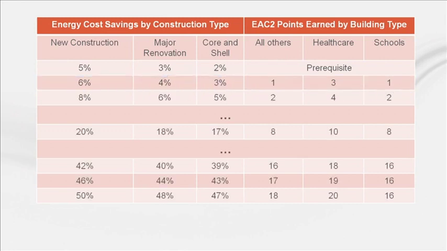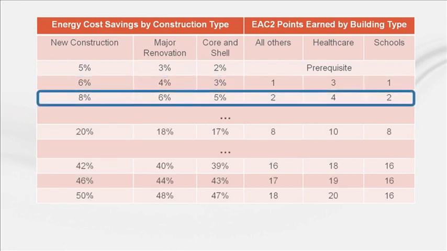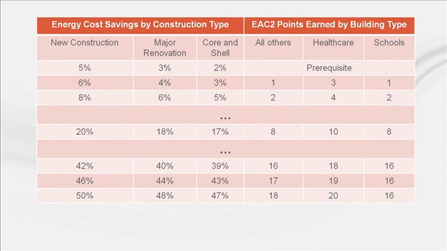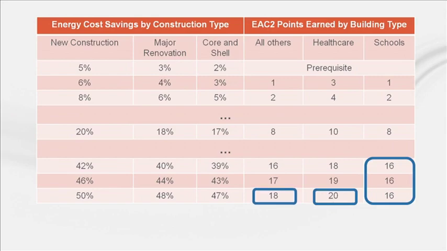At higher savings compared to the baseline building, additional credit points are earned. As mentioned earlier, different building types max out at different possible points. Schools can earn a maximum of 16 points, healthcare a maximum of 20, and all other buildings a maximum of 18.